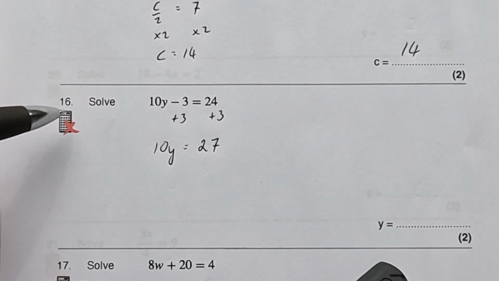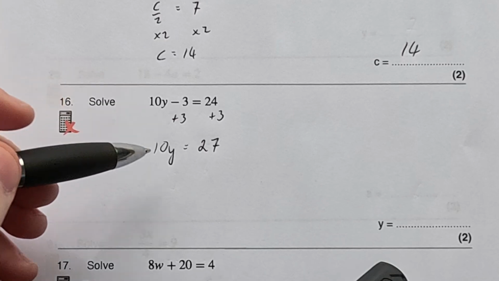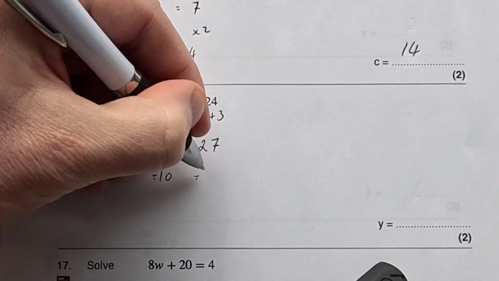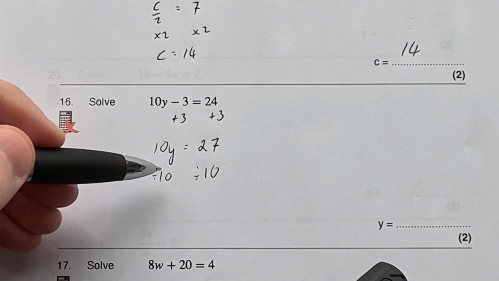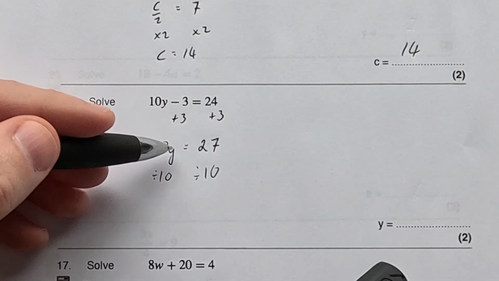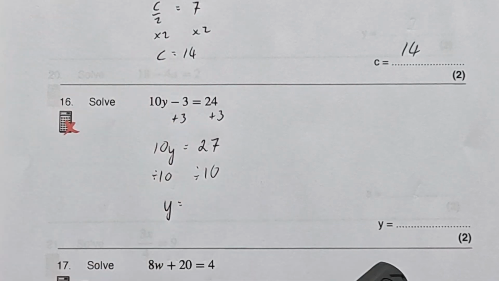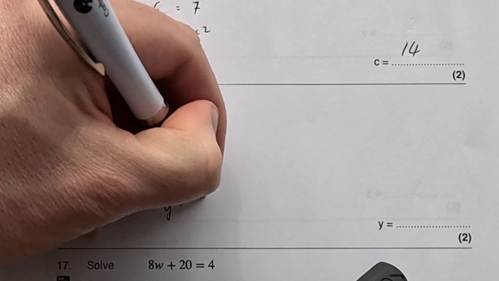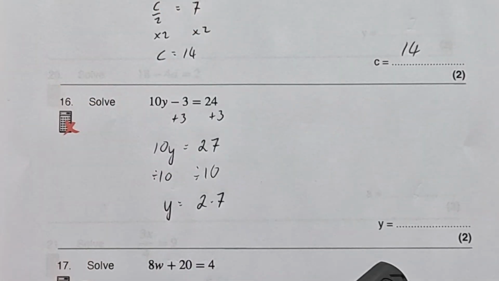It's a non-calculator question, but this division is going to be quite straightforward. We've got 10 times y equals 27, so we're going to divide by 10 and divide by 10. We're dividing by 10 to get rid of the times by 10, so we'll just be left with y. And on the right hand side, we've got 27 divided by 10, which will be 2.7, just moving those digits one column to the right.